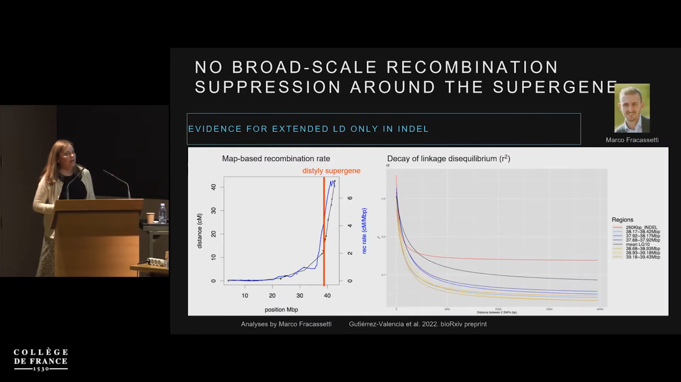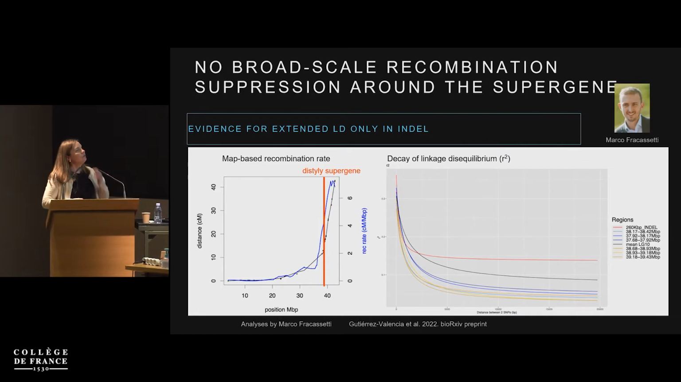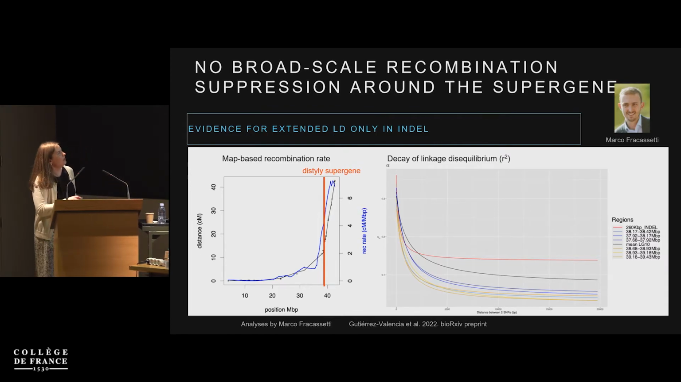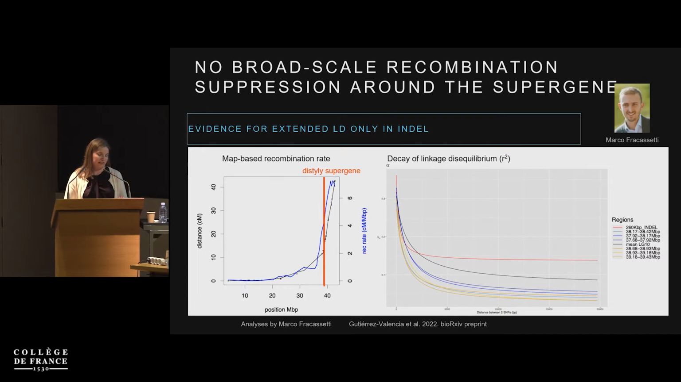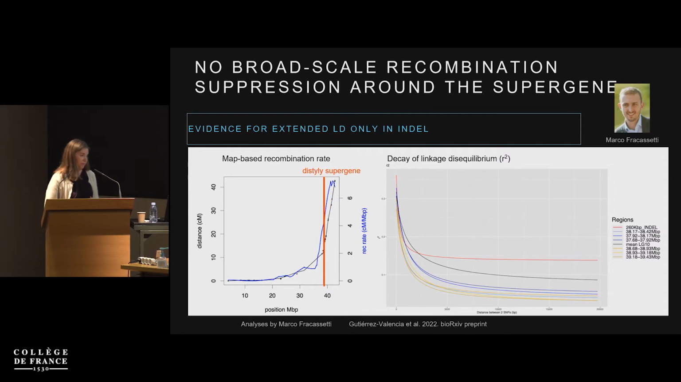And then we used our genetic map to further see whether there was any evidence for broad-scale recombination suppression around this structural variation, and we did not find that. So the supergene is actually located in a region that has fairly high recombination rates, and also if we look at linkage disequilibrium decay in natural populations, we don't see evidence for extended linkage disequilibrium far outside of this supergene. So what this suggests is that it could be that the structural variation at this supergene is indeed instrumental for recombination suppression at the supergene.